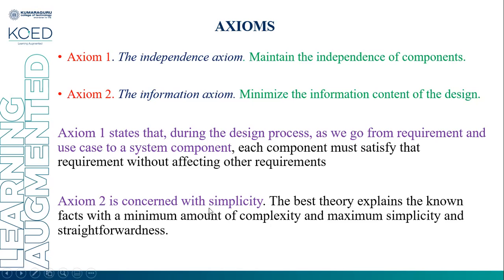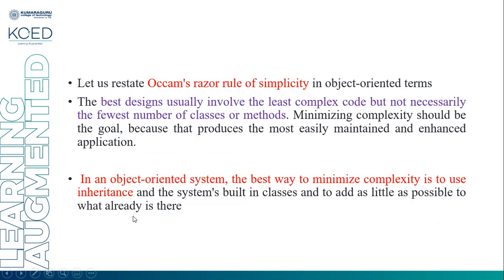Axiom 2 is concerned with simplicity. The best theory explains the known facts with the minimum amount of complexity and the maximum amount of simplicity and straightforwardness. So these are axiom 1 and axiom 2.